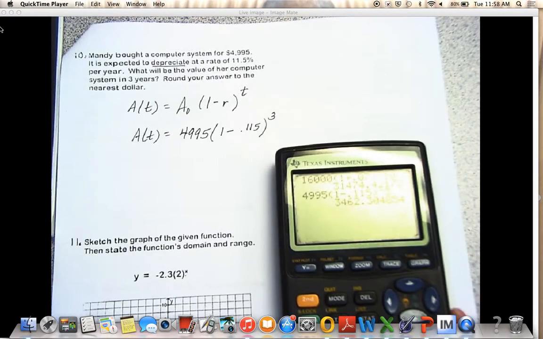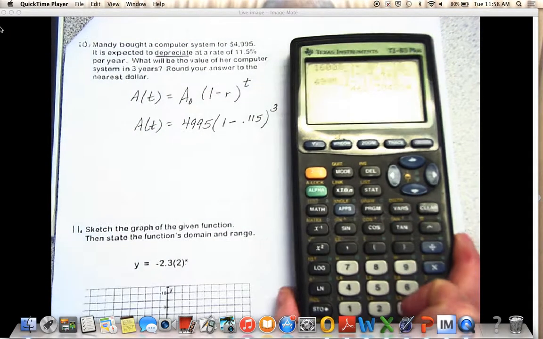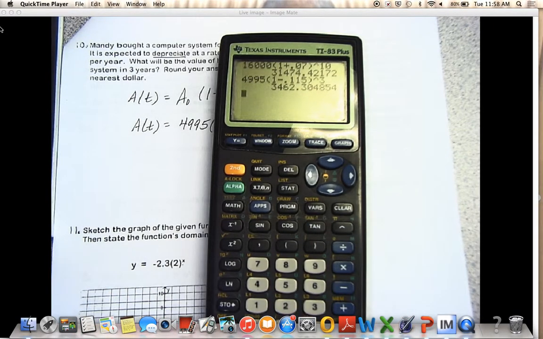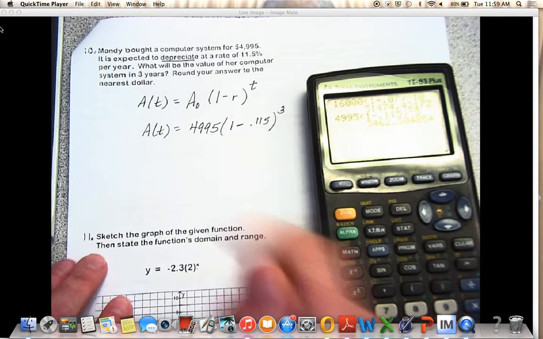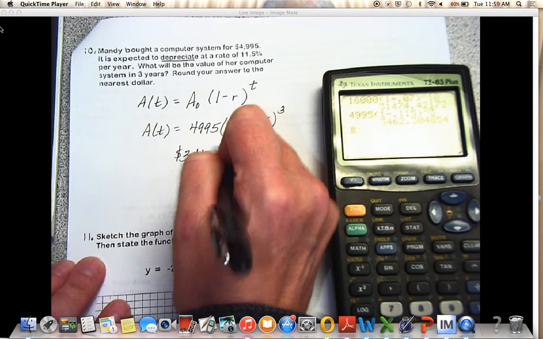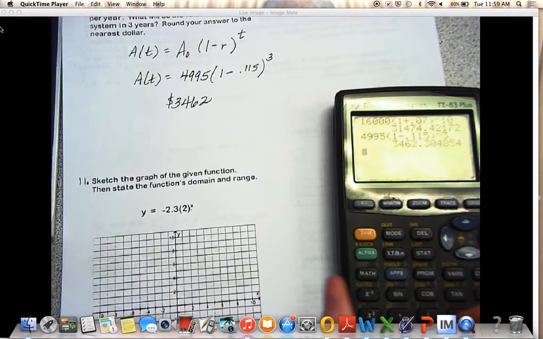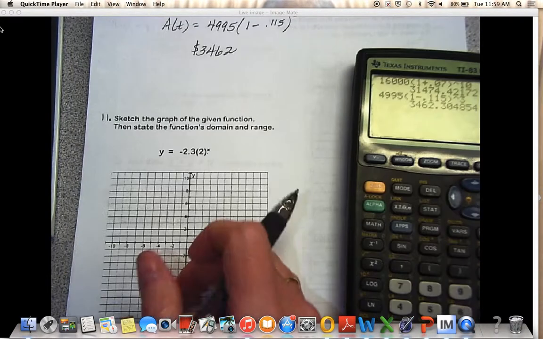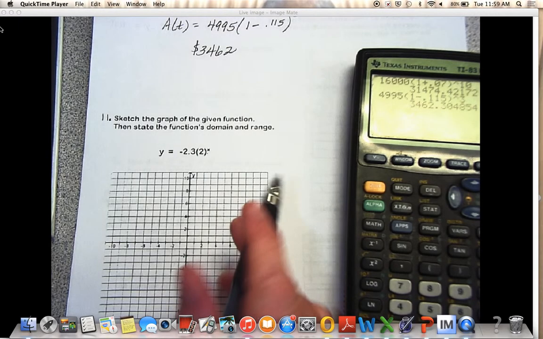Can y'all see that? No. Did I get about 3,462? Make sure we're all about the same. It told me I could round to the nearest dollar, so we won't worry with the decimal. I'm telling you. On 11.